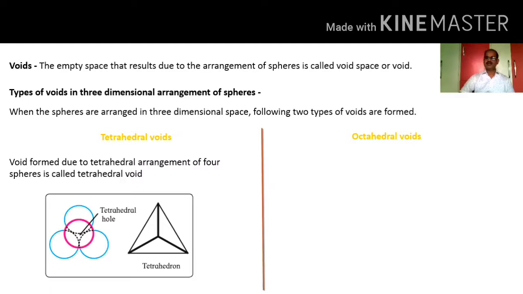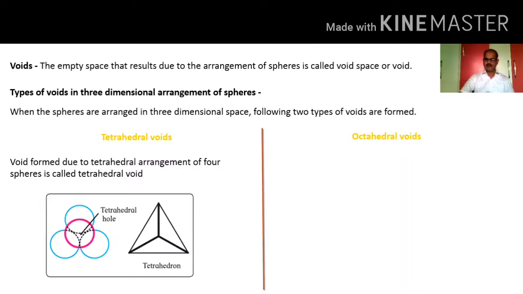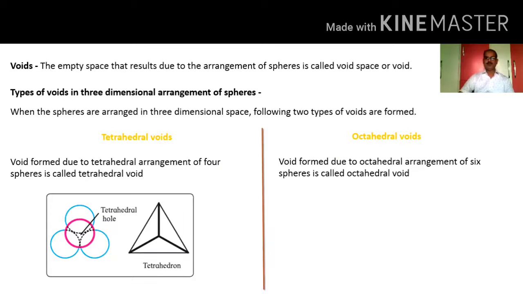Now the second void is octahedral void. Now if I have six spheres, not necessarily of the same layer, they may be of different layers also, and if they are arranged in an octahedral fashion, then the void that results is called an octahedral void. So the void formed due to octahedral arrangement of six spheres is called octahedral void.